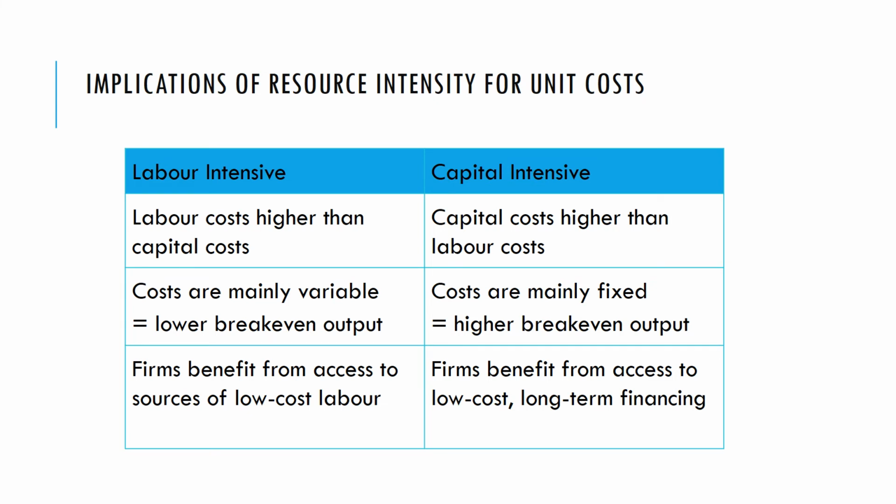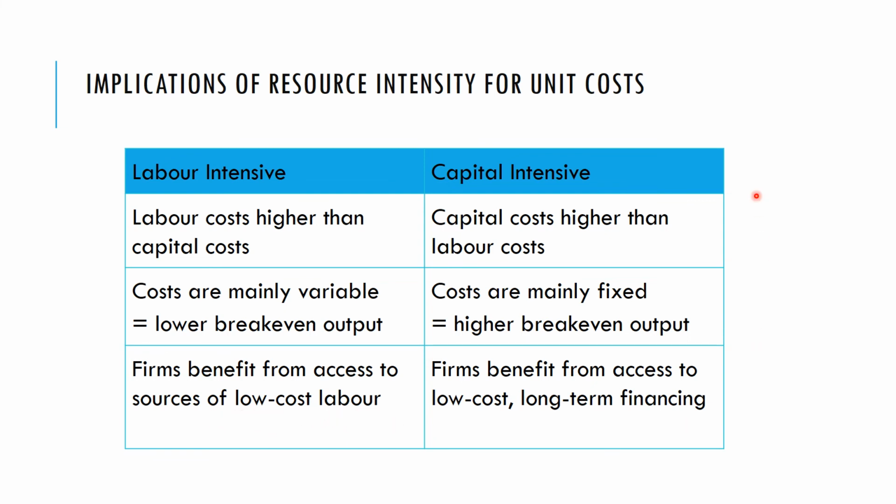So let's think of some implications then for our business of labour intensive production. Well, labour intensive production will mean that labour costs are higher than capital costs, so the costs will be mainly variable costs, which implies a lower break-even output. And firms will mostly benefit if they can access large sources of low-cost labour. This maybe applies to particularly businesses in the developing world where there is lots of low-cost labour to be found.